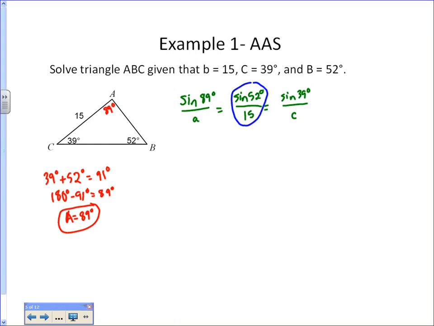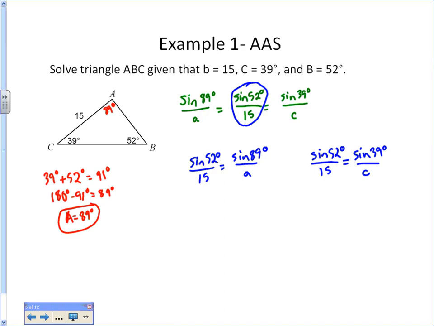So we're going to use the middle twice. We're going to say sine of 52 degrees over 15 has to equal sine of 89 degrees over A, and we're going to solve this and find A. We're also going to do sine of 52 degrees over 15 equals sine of 39 degrees over C. Now the way to solve this is to cross multiply.